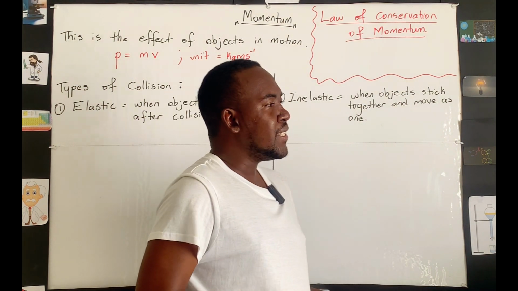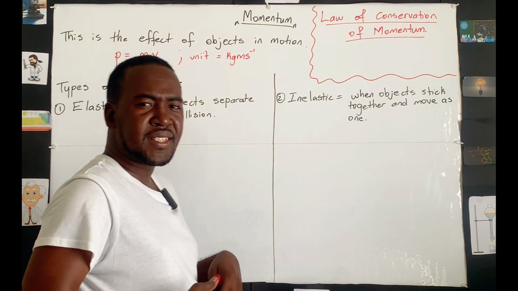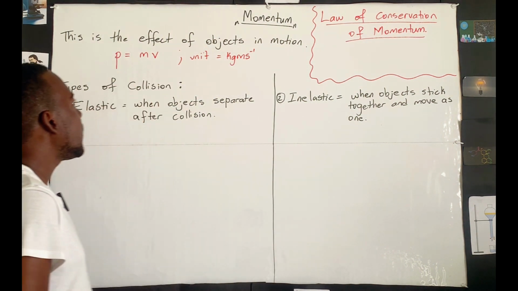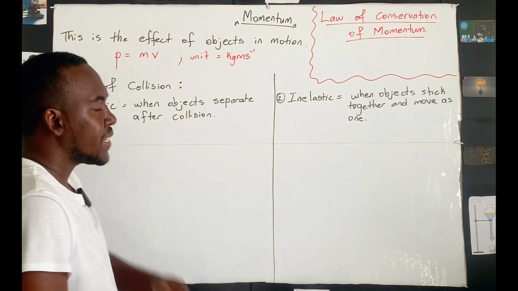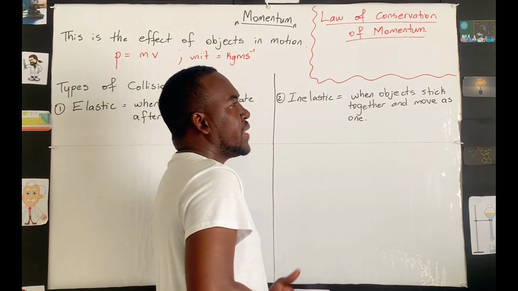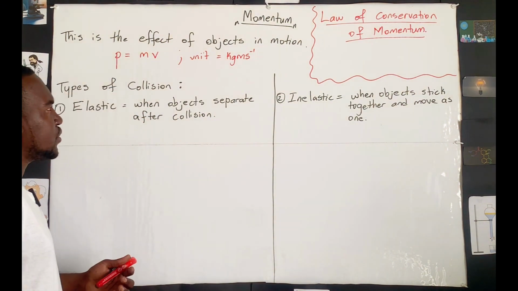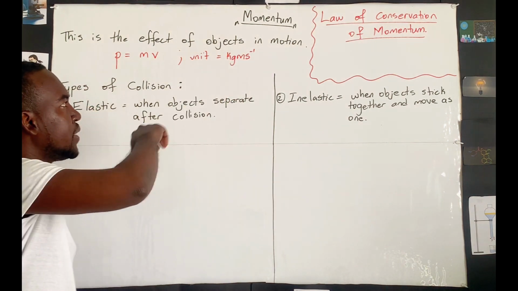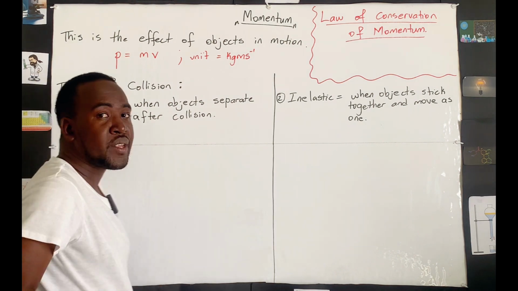So the ability that objects have that keeps them moving is what we call momentum, right? So momentum is calculated, P, for momentum, is equal to the mass of the object multiplied by its speed or its velocity. Now, momentum is in a unit of kilogram meters per second. Kilogram is for the mass, meters per second is for the velocity.